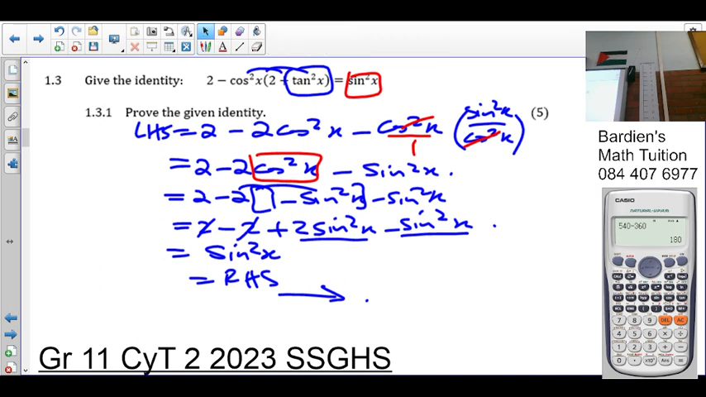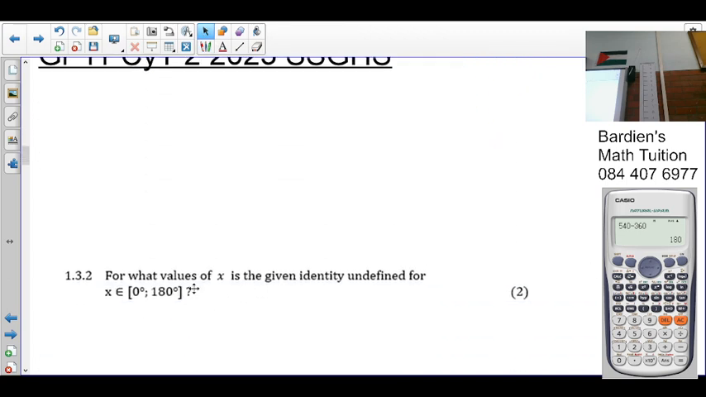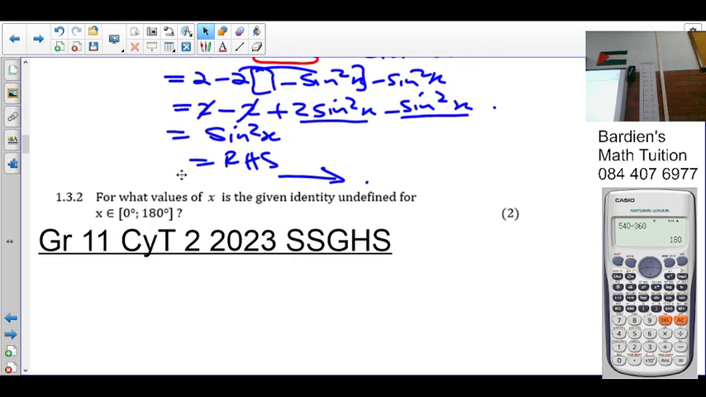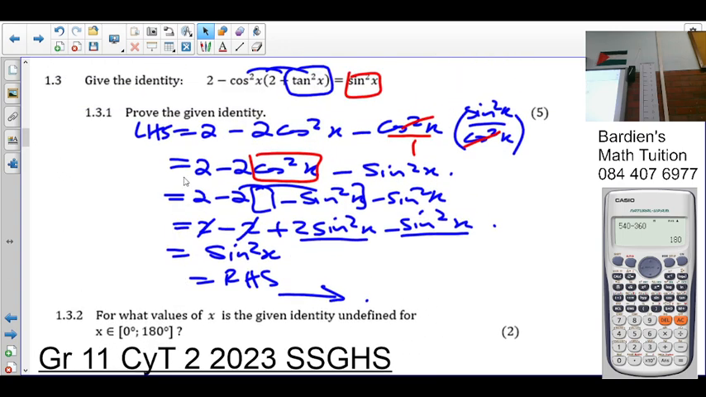Okay. The next question asks for which values of x is the given identity undefined. Now, you must remember, remember last year we drew the tan graph. You guys remember the tan graph? And the tan graph had what?